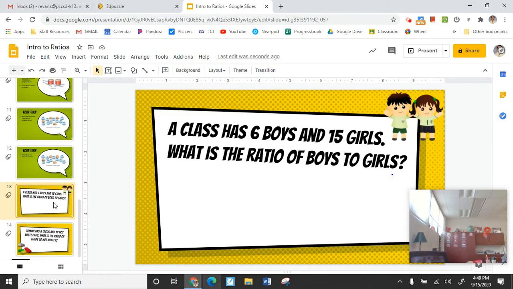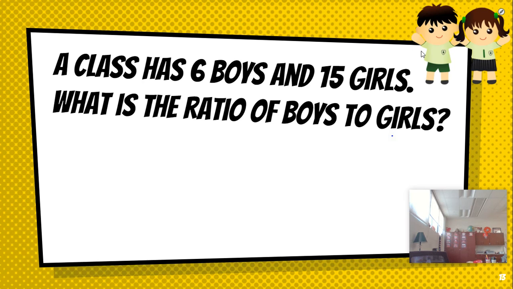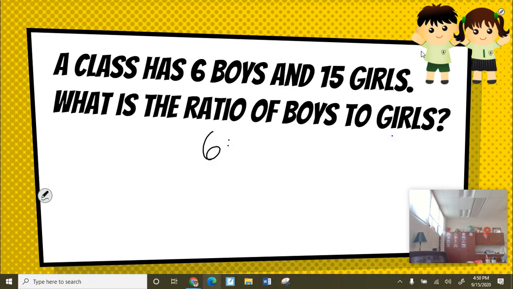This one is a word problem, so let's think about this here. A class has 6 boys and 15 girls. What is the ratio of boys to girls? For this one, I'm going to have you write it in a different form. Remember, we want to do simplest form. So you can do this with fractions, you can do this with a colon. In this case, I'm going to put 6 over 15. I could have also put 6 to 15, any way that we want.